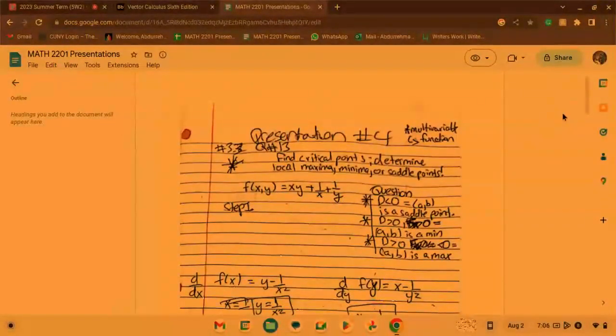So I did section 3.3 yesterday. I couldn't present this. It was question number 13. Someone already presented this in class, so I'm just going to do it quickly. I'm going to explain everything to show what I understood. So we had to find the critical points.